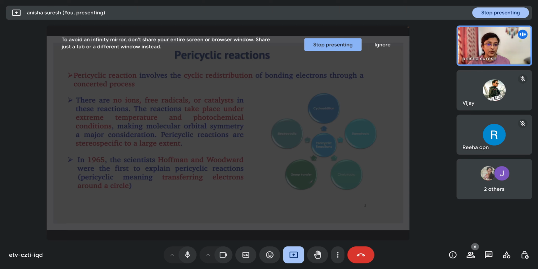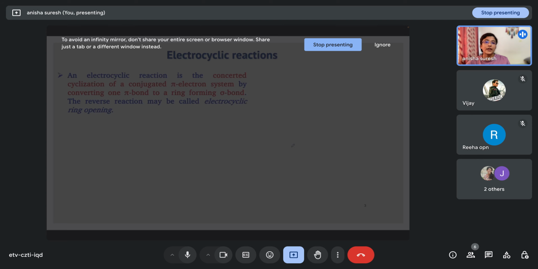In the first week, Sir has discussed the electrocyclic reactions. So, we will focus majorly on questions based on the electrocyclic reaction concept. Coming to electrocyclic reactions, an electrocyclic reaction is a concerted cyclization of a conjugated pi electron system by converting one pi bond to a ring-forming sigma bond. So, if it is a conjugated pi electron open system, then it will form a ring, leading to the formation of a new sigma bond at the expense of a pi bond. And if it is taking place in the other direction, it is called an electrocyclic ring opening.